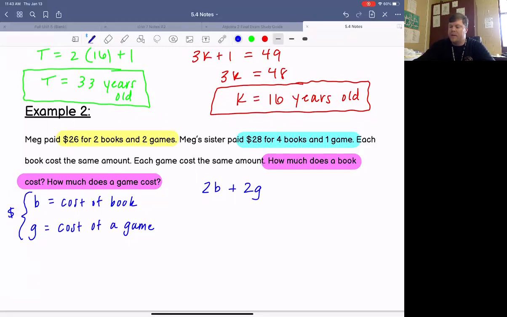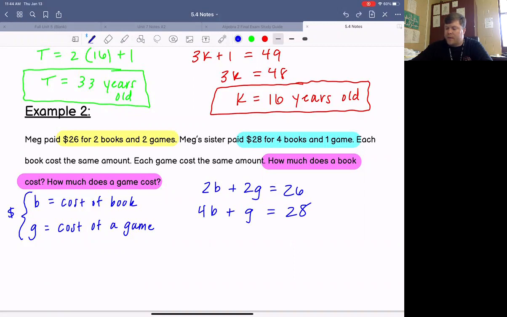If you add those 2 things together, what that statement in yellow is saying is it should be $26. And there's my first equation. So to get my second equation, I'm going to go to the blue highlighted part, a very similar type of math statement. So it's 4 books and 1 game. So 4 times the cost of a book plus 1 times the cost of a game. That should add up to $28. And notice again, we don't have to put the 1 right there in front of the variable.